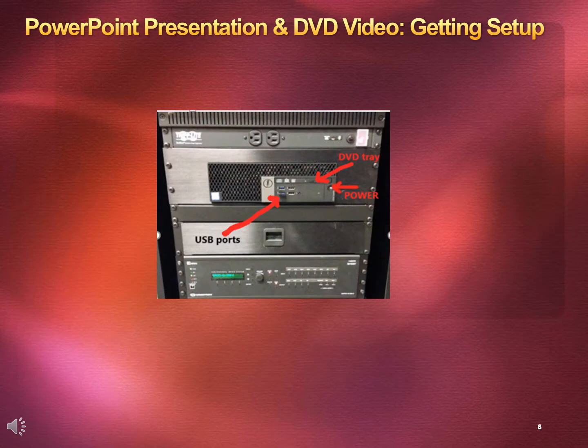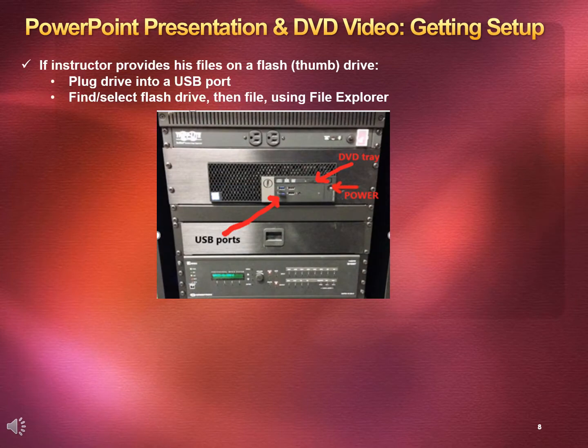Step 6 of classroom setup is to set up the instructor's PowerPoint presentation file. If the instructor provides his files on a flash or thumb drive, plug drive into a USB port in the PC below the table, arrow 1. Ignore the small pop-up that appears on the computer display. Right-click the Windows icon at the bottom left, find Flash Drive, then select the file.